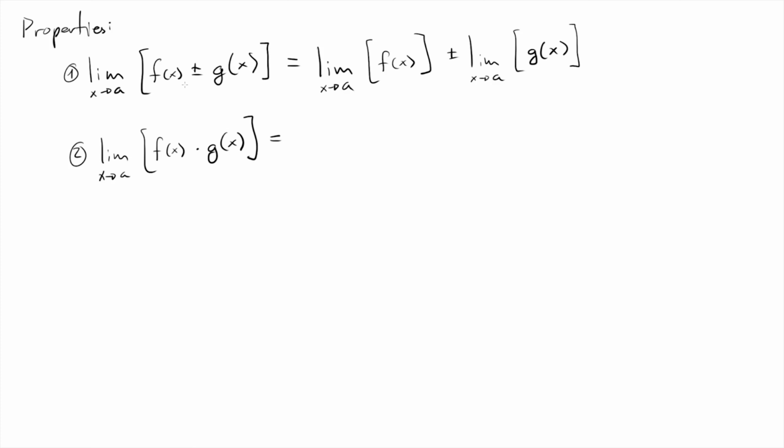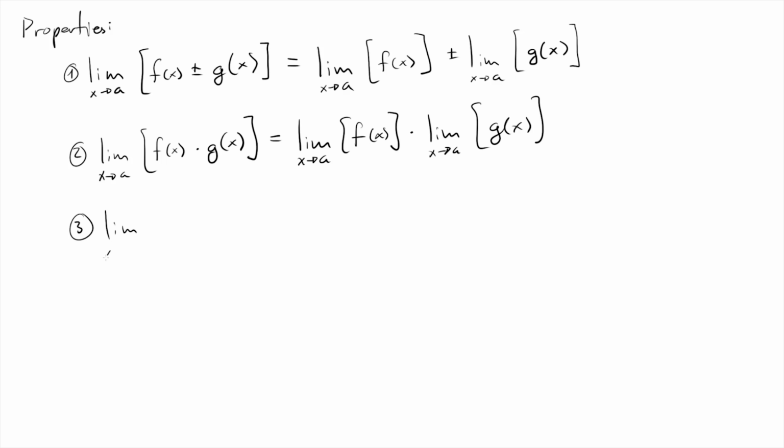And again, just like with addition and subtraction, we could split up the one singular limit into 2 different limits. We can do the same thing here. So this is just going to be the limit as x approaches a of f of x multiplied by the limit as x approaches a of g of x.